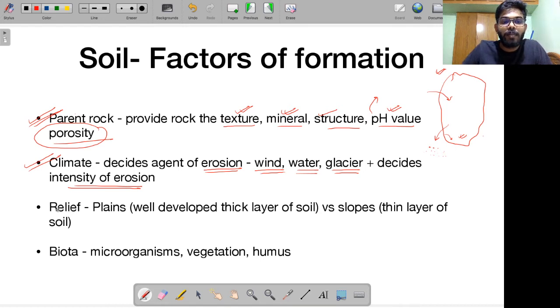Then the third thing that determines soil is relief, right? For example, if you look at plains, you have a well developed thick layer of soil. That is the reason you see plains are very, very densely populated. Plains are intensively cultivated.